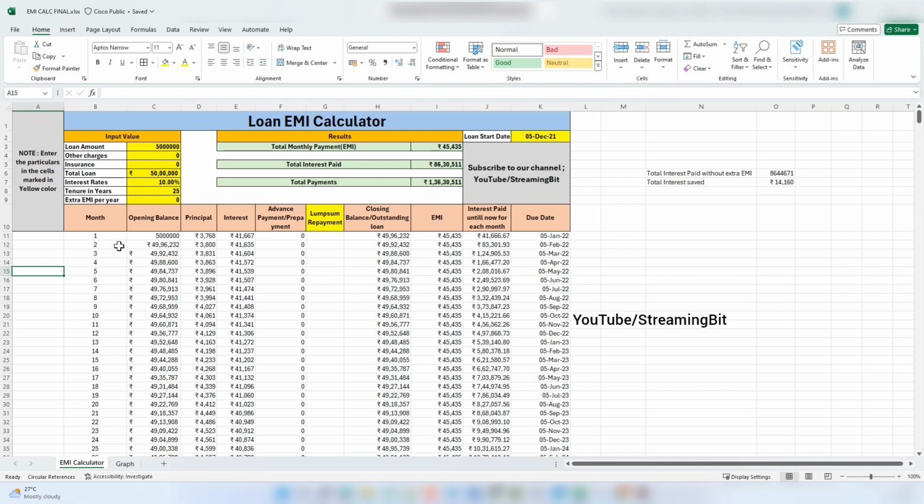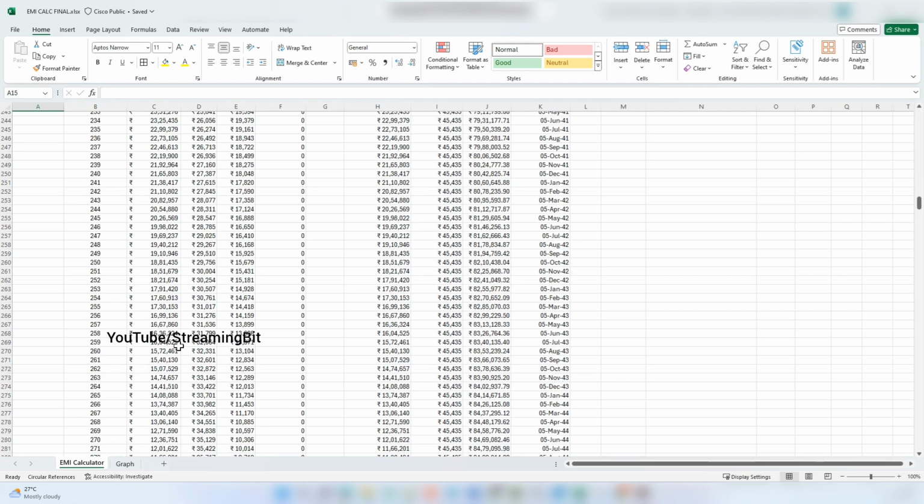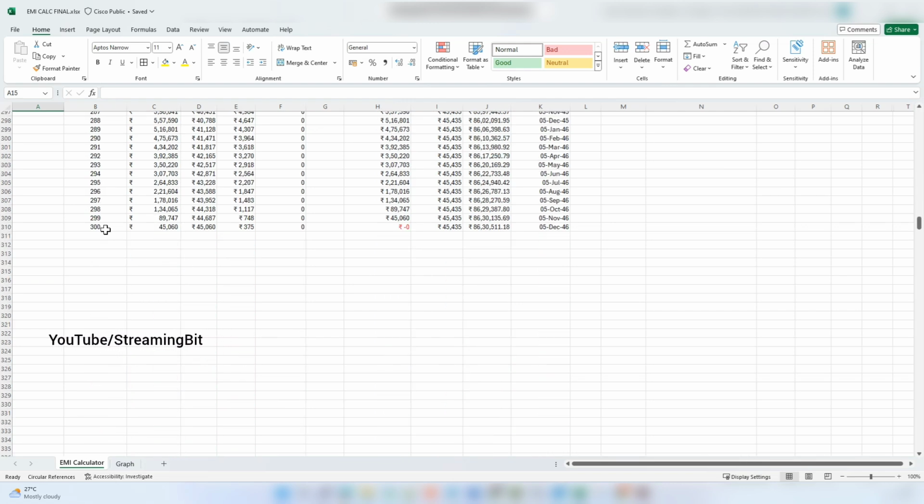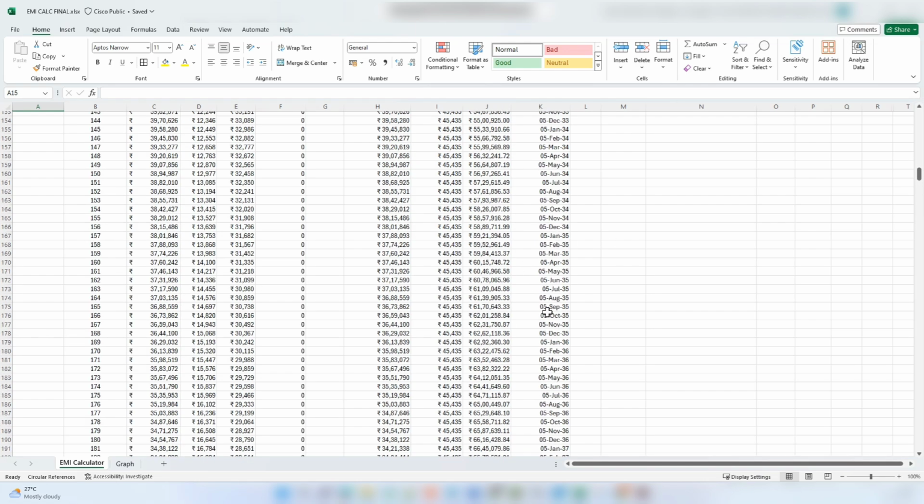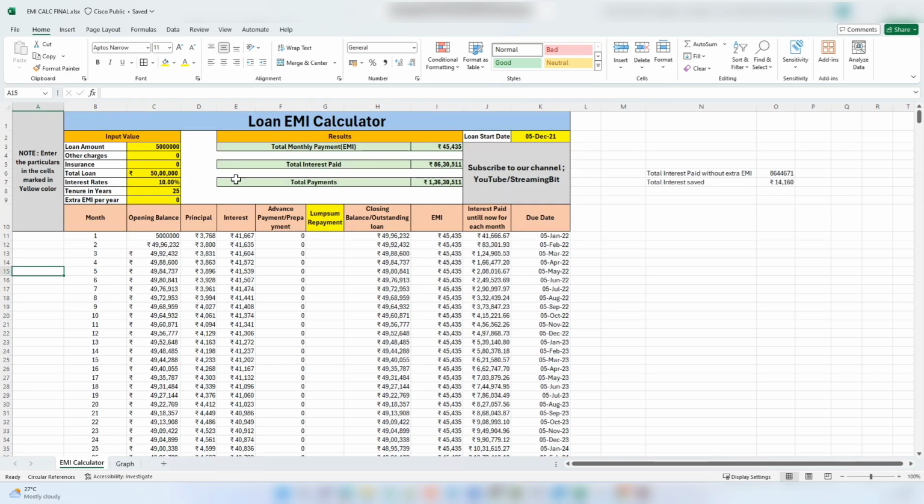By entering all these details, the Excel calculator automatically calculates all the data like principal amount, interest, the total interest paid till now, and the due dates. All of these would be calculated automatically. Here you can see the total tenure of 25 years would be around 300, I mean 300 months. So at the end of 300 it shows zero and you would be closing your loan at the end of 25 years. Everything will be calculated based on the inputs that you provide here.